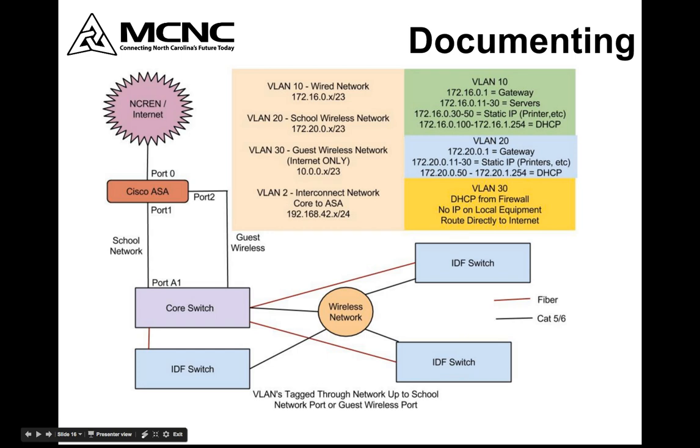172.16.1.255 would be our broadcast address on the network. So you'll notice here we've got .11 to .30 set up for servers, .30 to .50 would be static IP addresses, printers, or other things that needed to be static addresses. And then from .100 through .254 would be DHCP addresses.